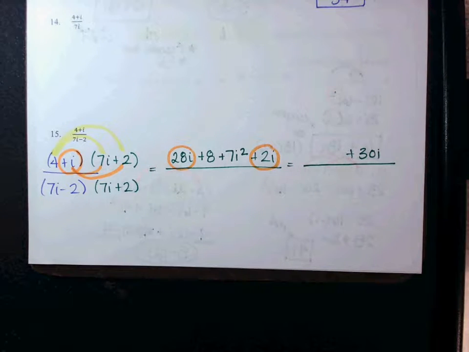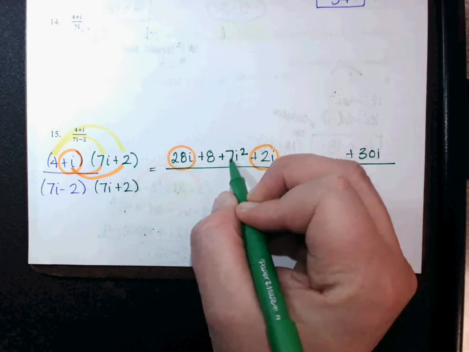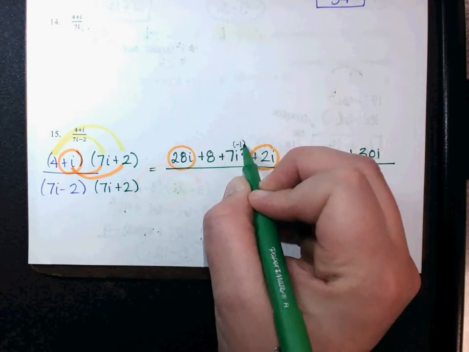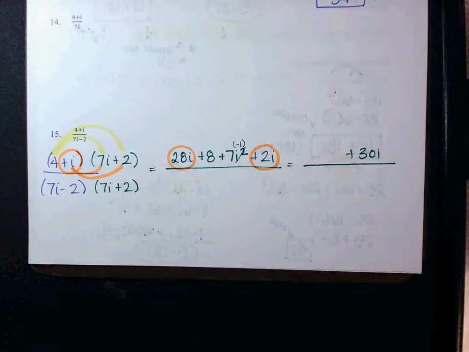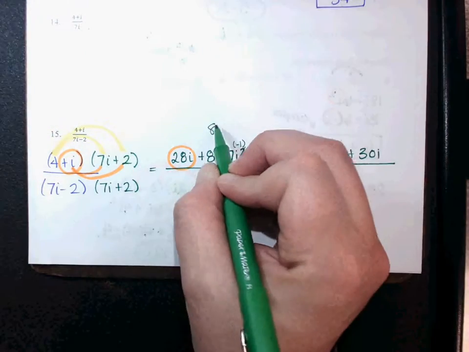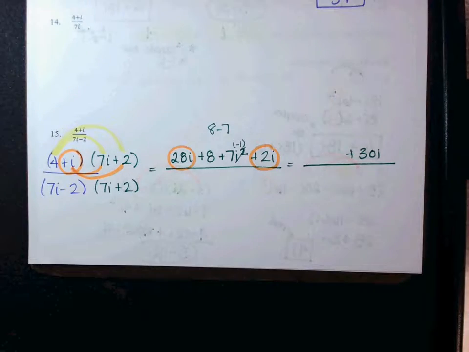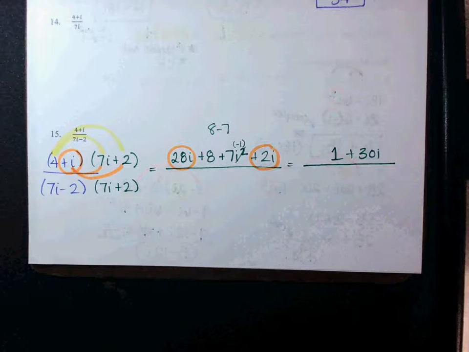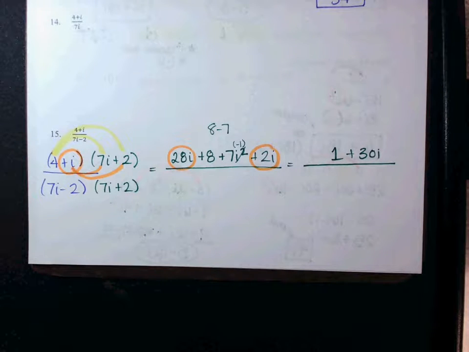Okay? And then when I look at my 8 and my plus 7, is that going to stay a plus 7? Why not? What is i squared the same as? A minus 1. And if I do negative 1 times 7, that's going to be 8 minus 7 on the top, which is how many? 1. So I have a 1 on top plus 30i.